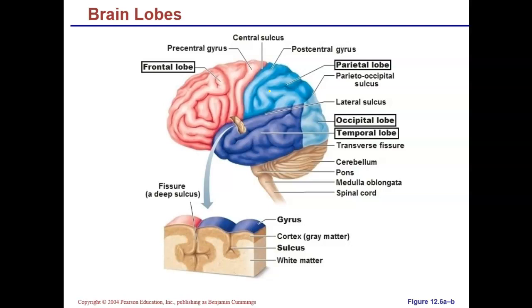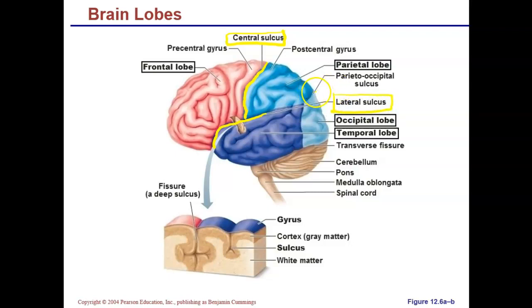Right here, I'm going to draw on top of it. This is a term to remember, especially for your lab exam. This is called the central sulcus, and it separates the frontal lobe from the parietal lobe. So you should remember that. Another one you should remember is the lateral sulcus, because this sulcus right here separates the temporal lobe from the frontal lobe and the parietal lobe. So you should also remember this one.